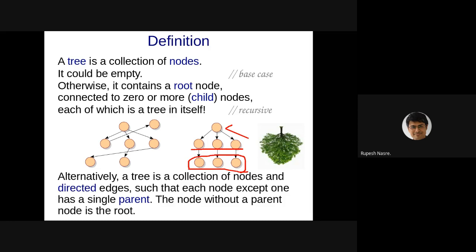I can have an alternative definition which is not recursive. For example, a tree is a collection of nodes and directed edges, right? So what do you mean by directed edges? Sometimes the relationship between two nodes might not be directed, and I'll come to that in a while. But in this case, we say that there is a parent-child relationship between two nodes whenever they are connected by an edge, right? So there is a parent-child relationship here, similarly here, but there is no parent-child relationship in this case, right?